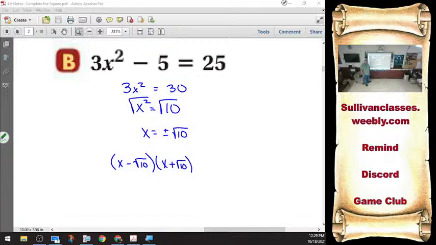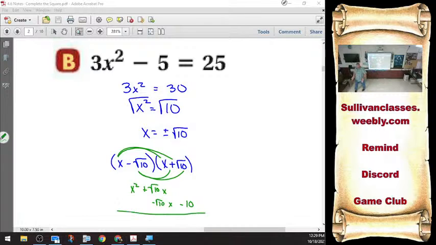If I FOIL this out, x squared plus square root of 10x minus square root of 10x minus 10. Those middle terms will cancel out. Okay? Just like if I took x minus 3 times x plus 3, it'll get me x squared minus 9.